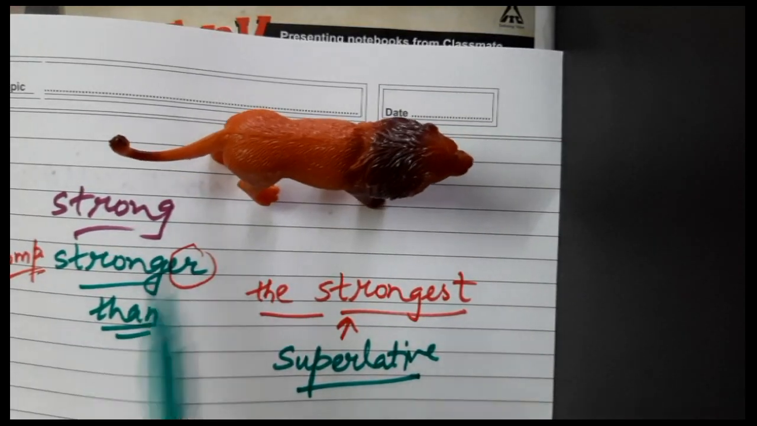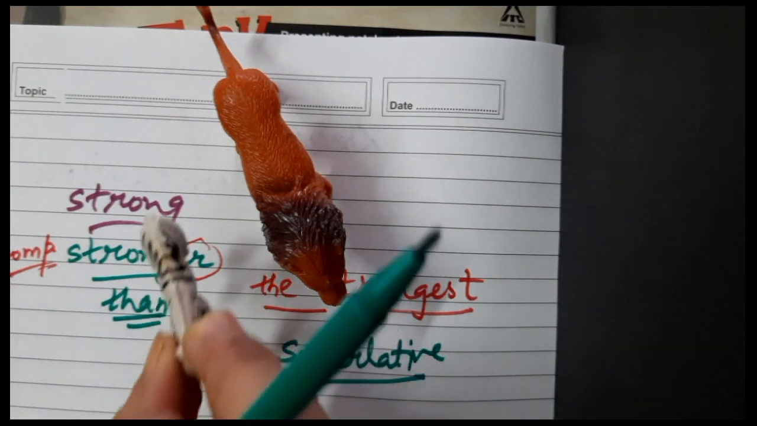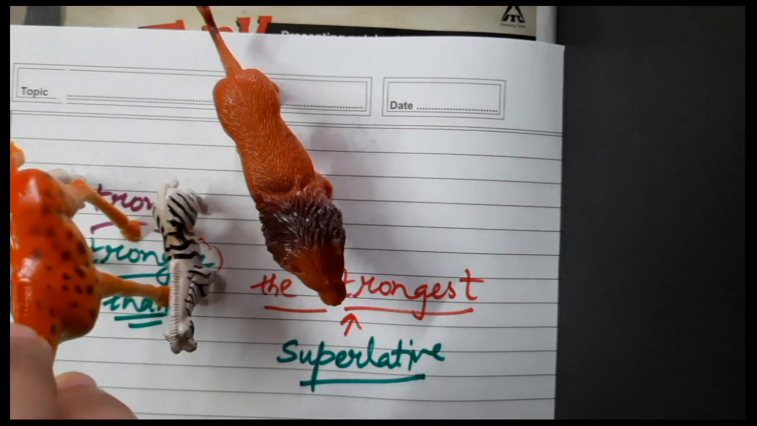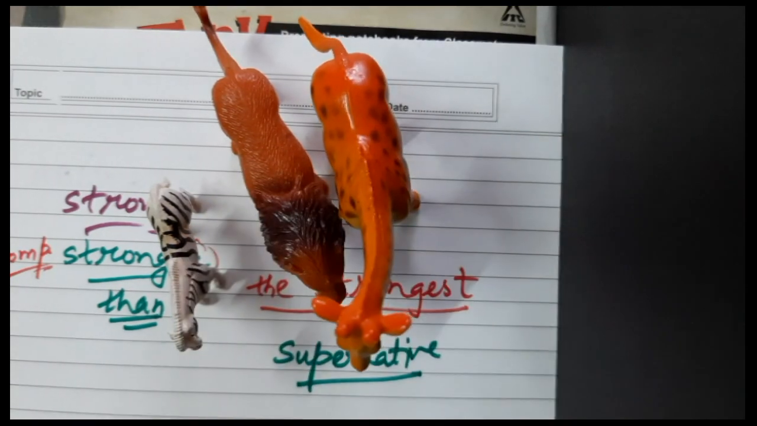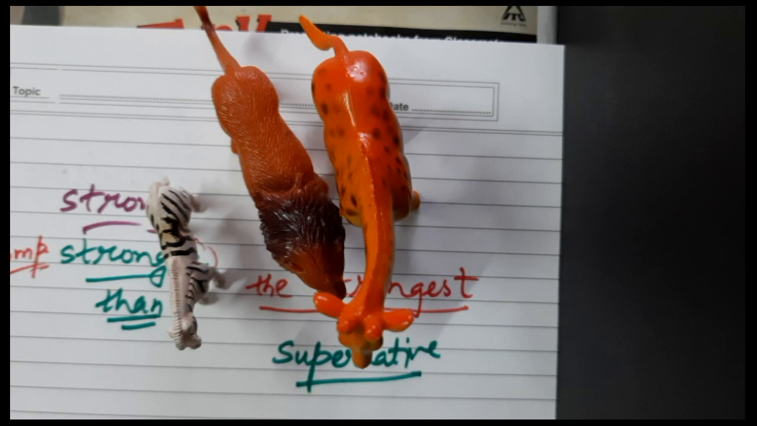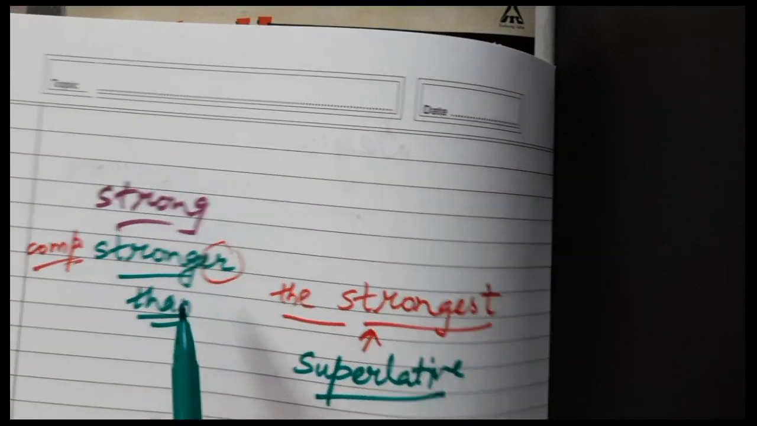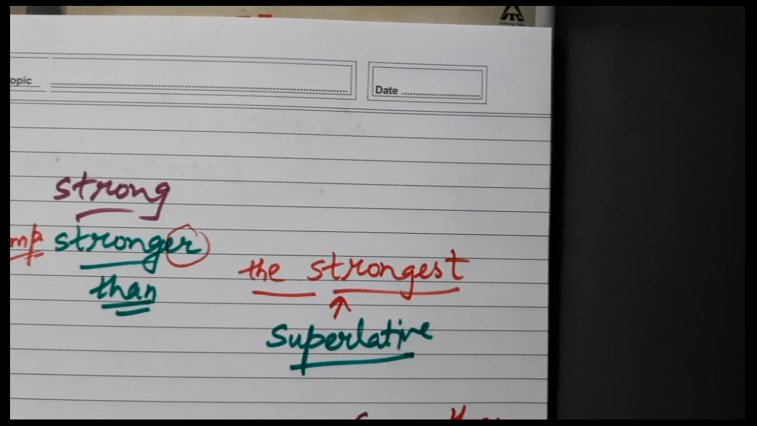Okay. So I say lion is a strong animal. Lion is stronger than zebra. Comparative degree is used. Lion is strongest of all the three animals, zebra, giraffe and lion. Okay, so it is the strongest of all. Superlative degree is used. Alright, so we have learnt one more adjective and its forms. Strong, stronger, strongest. Let us learn some more adjectives.